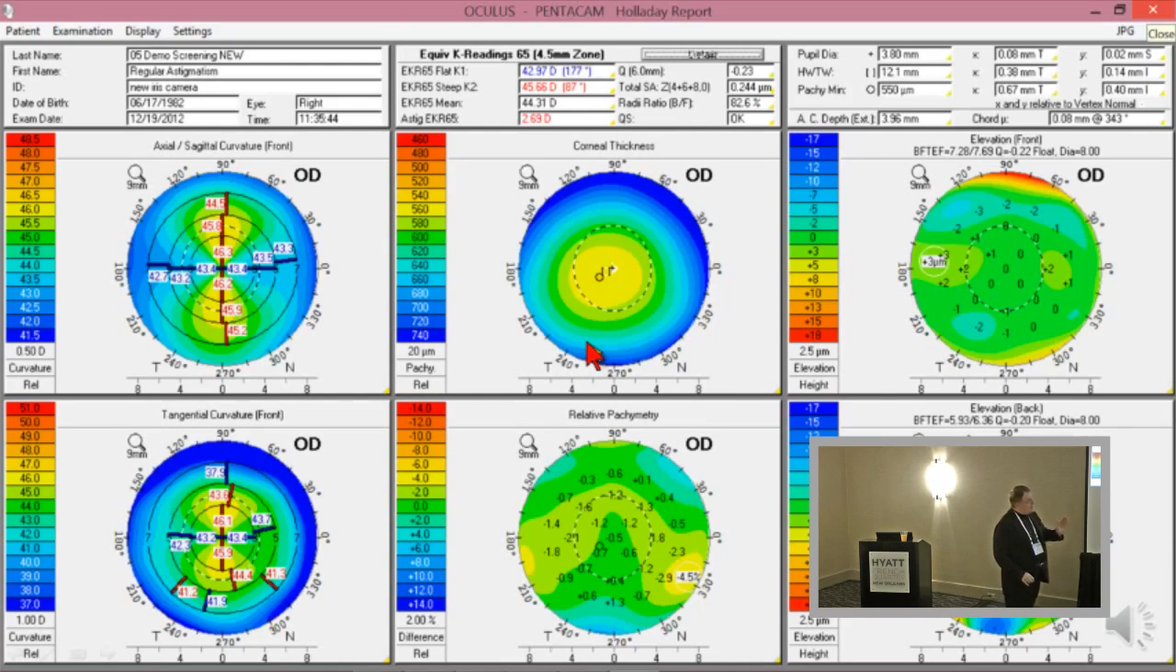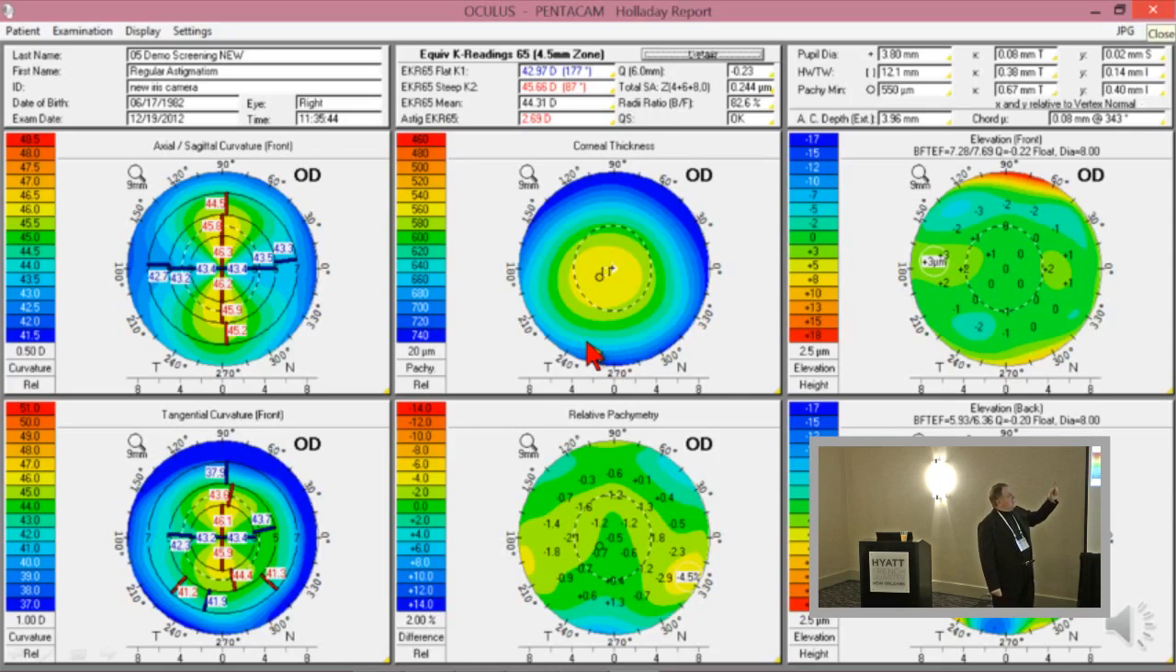And then the right map are the elevations of the front surface on the top and the back surface on the bottom, and they are relative to a prolate toric ellipsoid, that is the normal surface of the cornea, so it shows you abnormalities. All right? Now, let's just talk about these boxes a little bit, and then we'll go through some things.